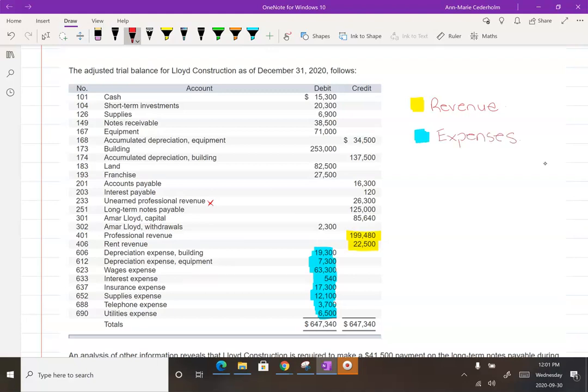Now, you could also get a problem that scrambles the chart of accounts. I've seen it before where they list all of the accounts in alphabetical order. Then you would have to go through each one and decide what is a revenue and what is an expense. So now that I have these categorized, I can go ahead and start putting together my income statement.